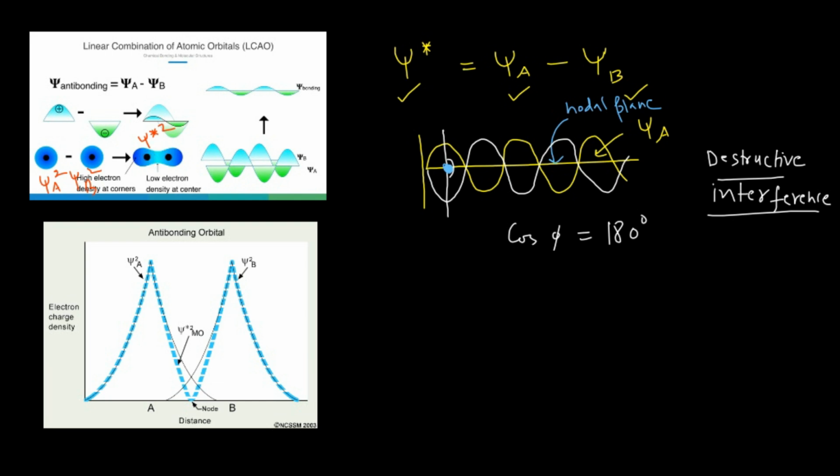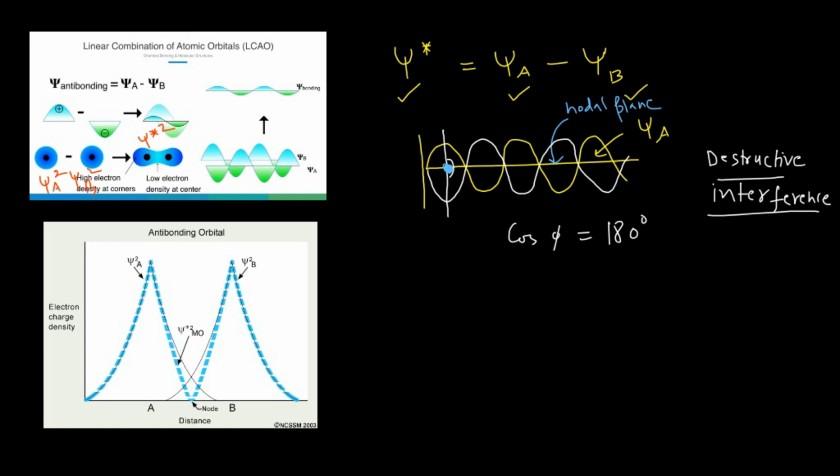There is no screening of these two nuclei. So these two positively charged nuclei will repel each other, and the repulsion increases the energy of the system. So the resulting molecular orbital will have high energy, and this would be your anti-bonding molecular orbital. I hope this is quite understandable to you.